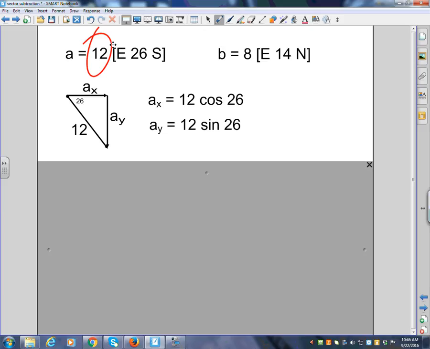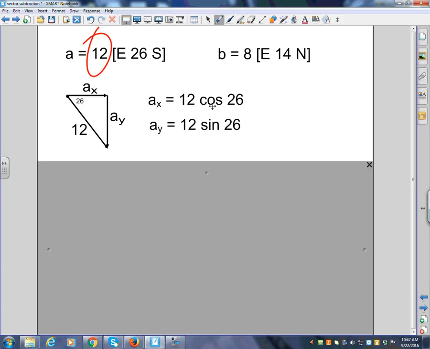The vector is 12 meters, kilometers, whatever, long, at east 26 south. Is the X always left to right? Yes, that's what X means. Is the Y always up and down? Yes. Is the Y negative here, Braden? Certainly is. It's going down. What about the X? It's positive, positive to the right. Well done.